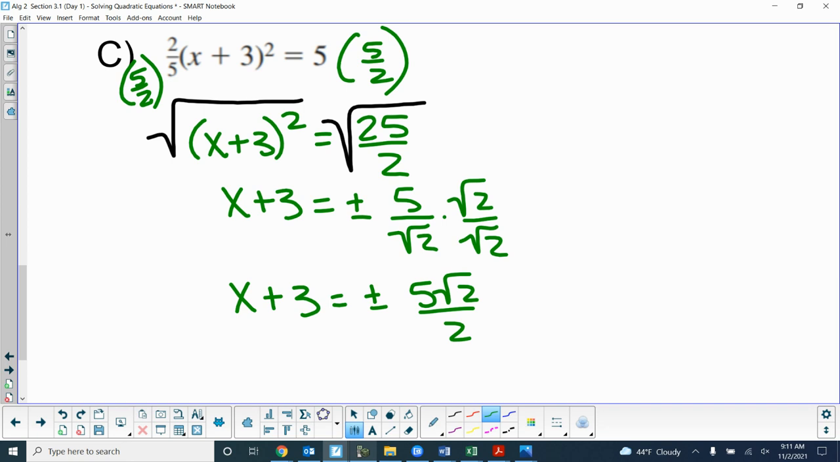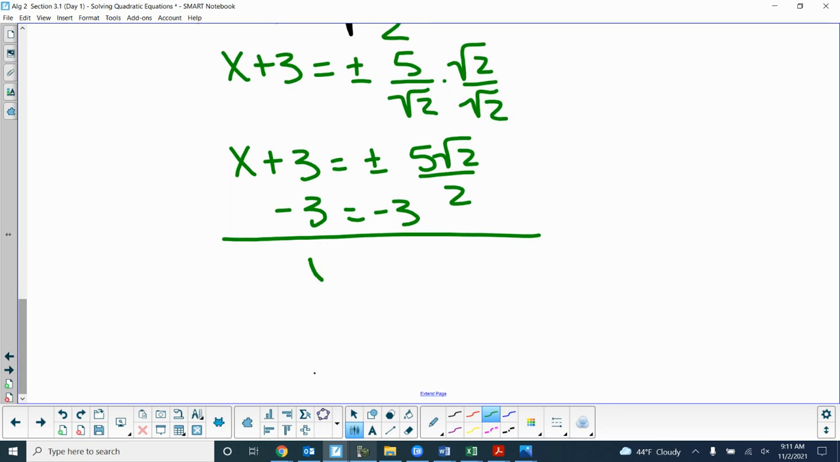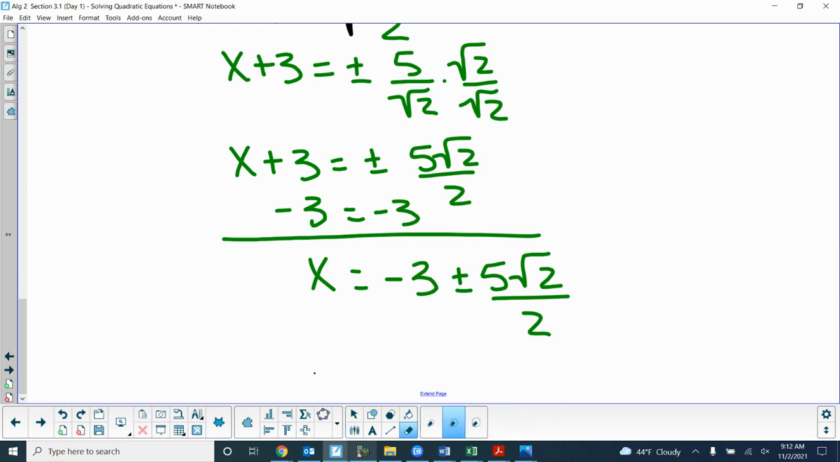Is x alone yet? No. So how do I get x alone? Subtract the 3, right? Yeah. So I've got x equals negative 3 plus or minus 5 radical 2 over 2. Now, you know, if you left it like that, it's okay, but what did we do when we saw something like that yesterday? We made it one fraction, right? So what's my common denominator going to be? 2. Right?